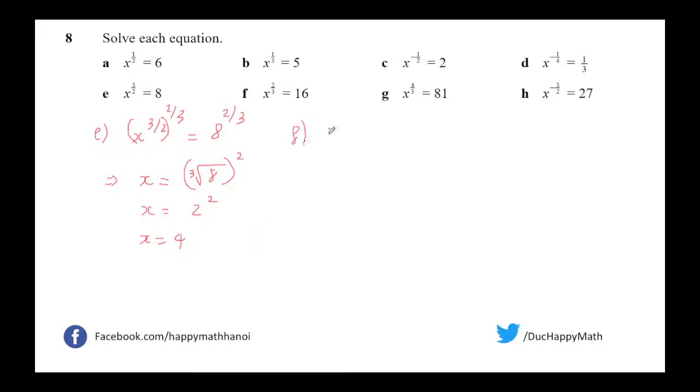F. 2 over 3, 16. So I have to put the power number outside, 3 over 2, both sides, and x equal to x power to 1 and the square root of 4 and cubed outside. Okay, the remaining questions are G and H. You can work by yourself.